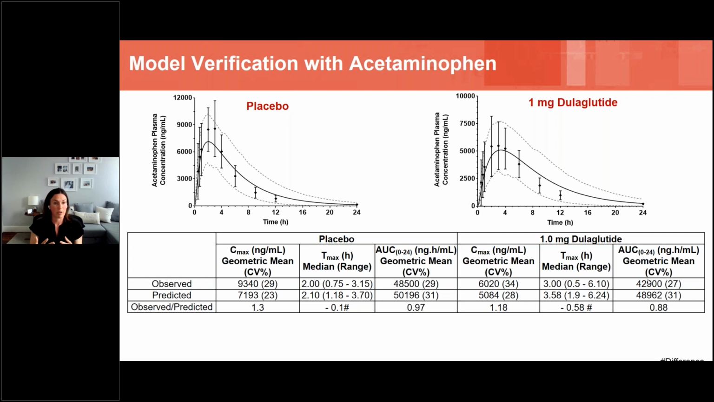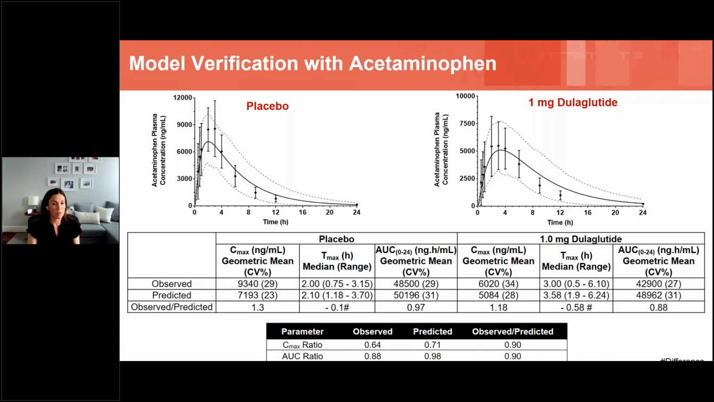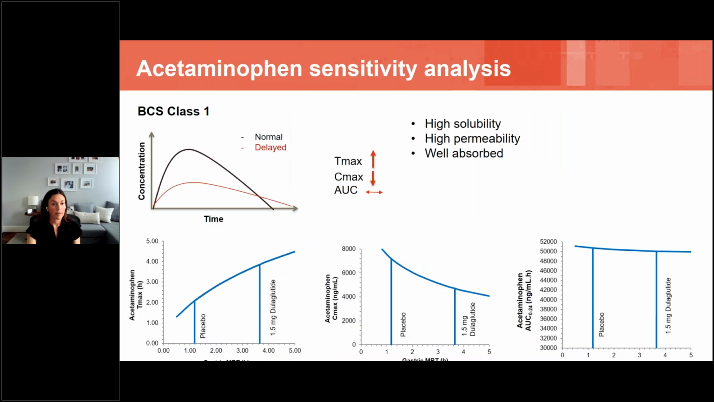And the model was able to capture the pharmacokinetics of acetaminophen in the placebo and the dulaglutide arm. And it was also able to capture the change in Cmax and AUC of acetaminophen with 1 milligram dulaglutide. So this is expected. This delay in Tmax, decrease in Cmax, and no change in AUC is expected for a BCS class 1 compound, as I mentioned before.